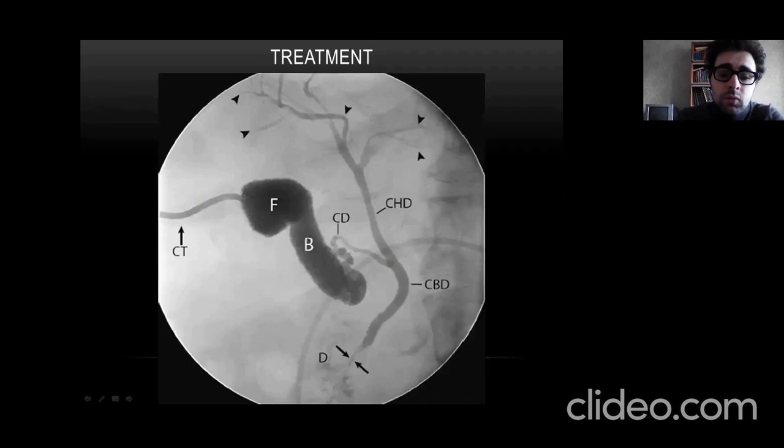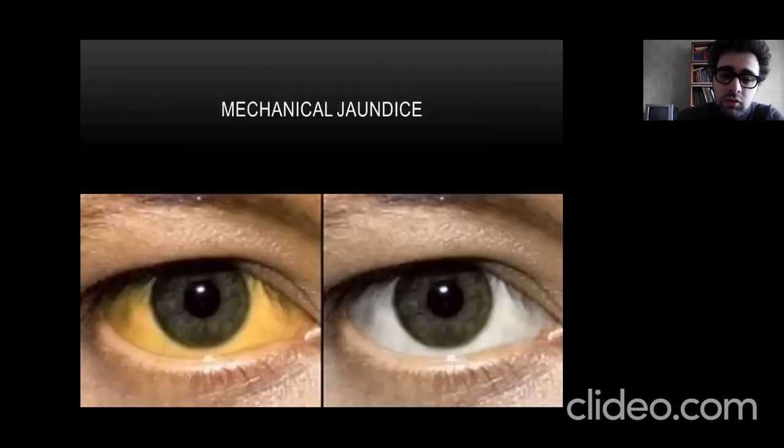Treatment, one more time, percutaneous drainage. Here there are stones, gallbladder, drainage.